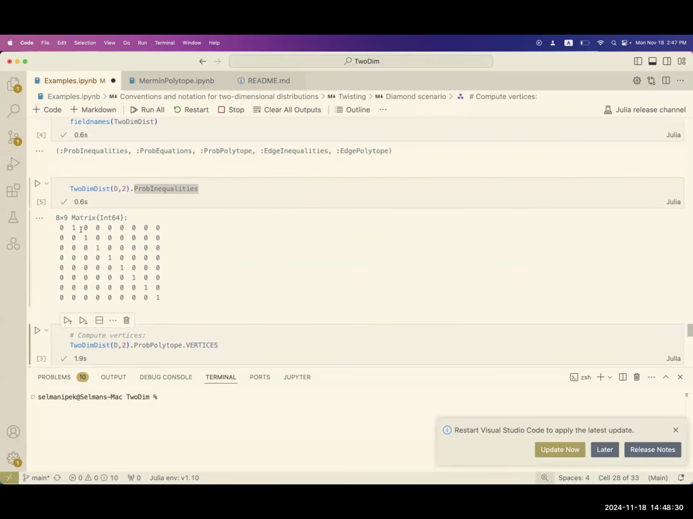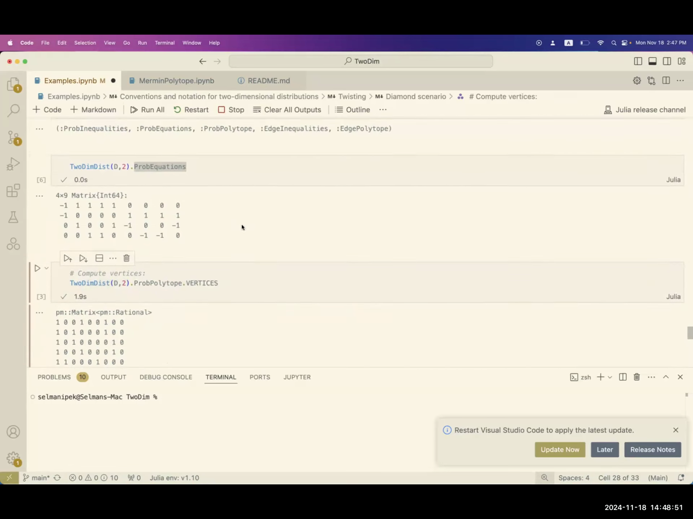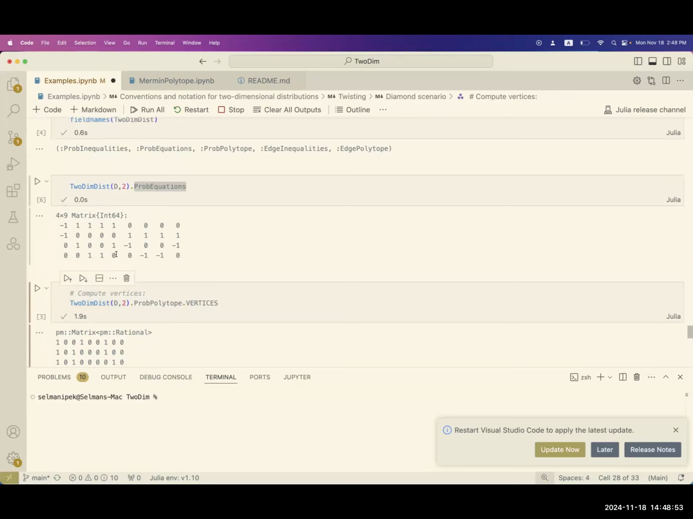these are my 8. So the 0th one is just saying that these probabilities are greater than or equal to 0. And then the 9th row is kind of just an ancillary role that never really means anything. So these are the inequalities. And then also we have the prob equations. So these are the affine equations, so normalization and the non-signaling. So you can get those from here.